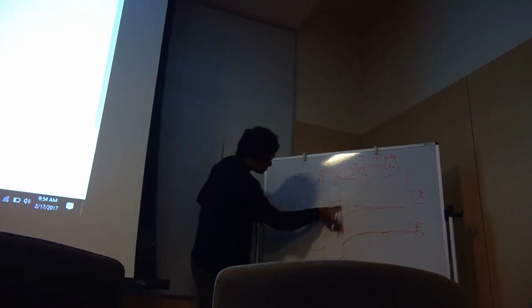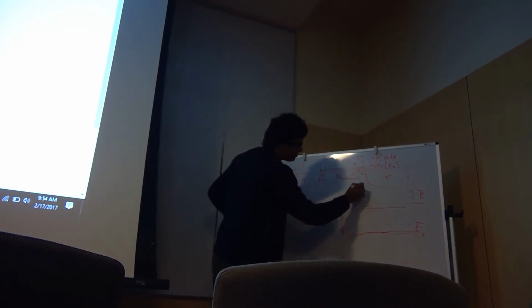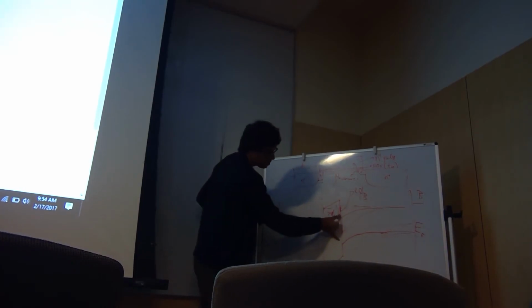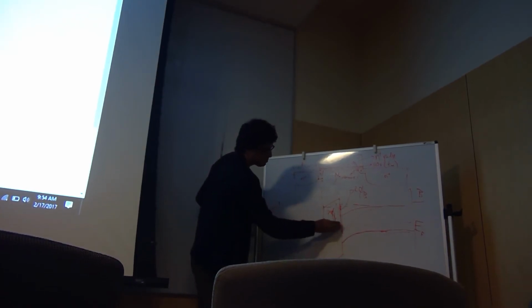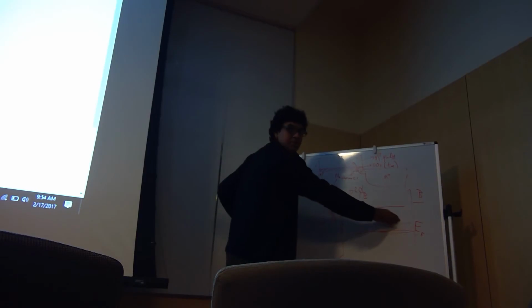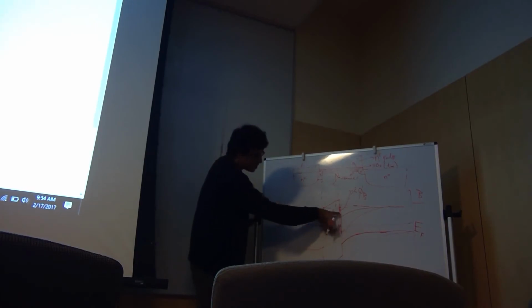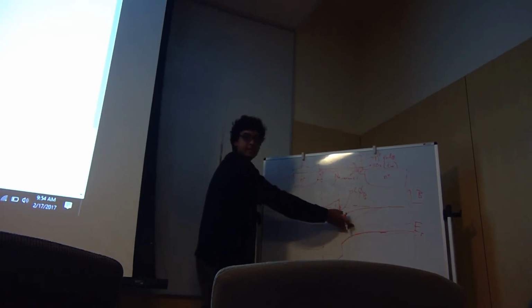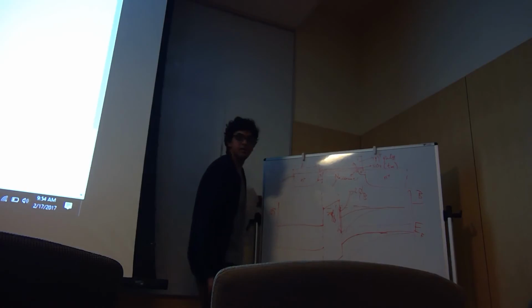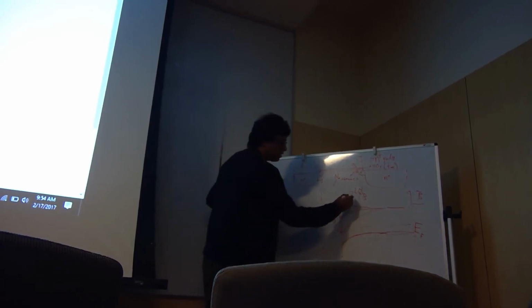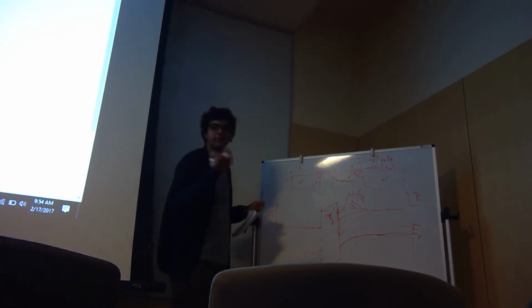So when this bends so much that this value here becomes 2 phi b, then your electron concentration at this region will become equal to your hole concentration in the bulk. Your electron concentration where will become equal? At the surface. That is at the interface between the oxide and the silicon. 2 phi b is a voltage. It's the value of a voltage. It's the volt equivalent of doping.